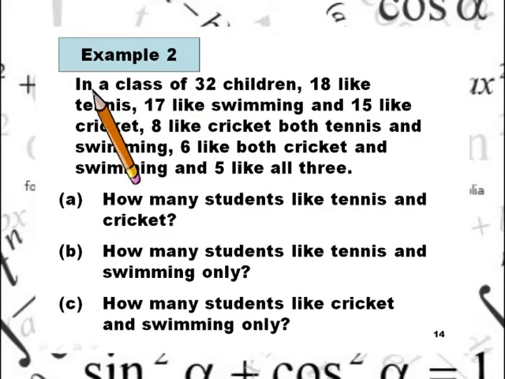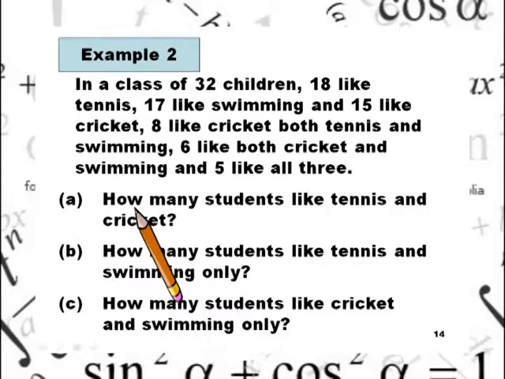Example 2. In a class of 32 children, 18 like tennis, 17 like swimming, and 15 like cricket. 8 like both tennis and cricket, 9 like both tennis and swimming, 6 like both cricket and swimming, and 5 like all 3.